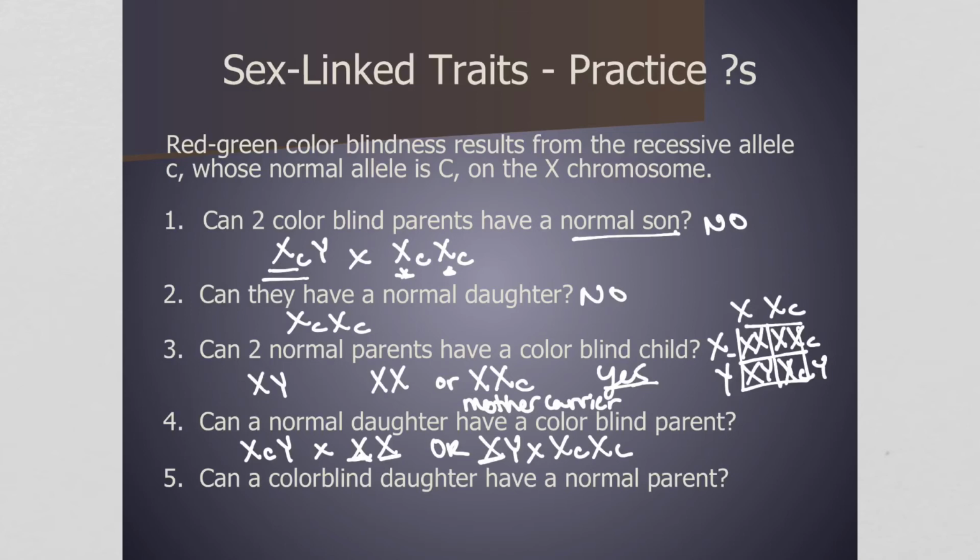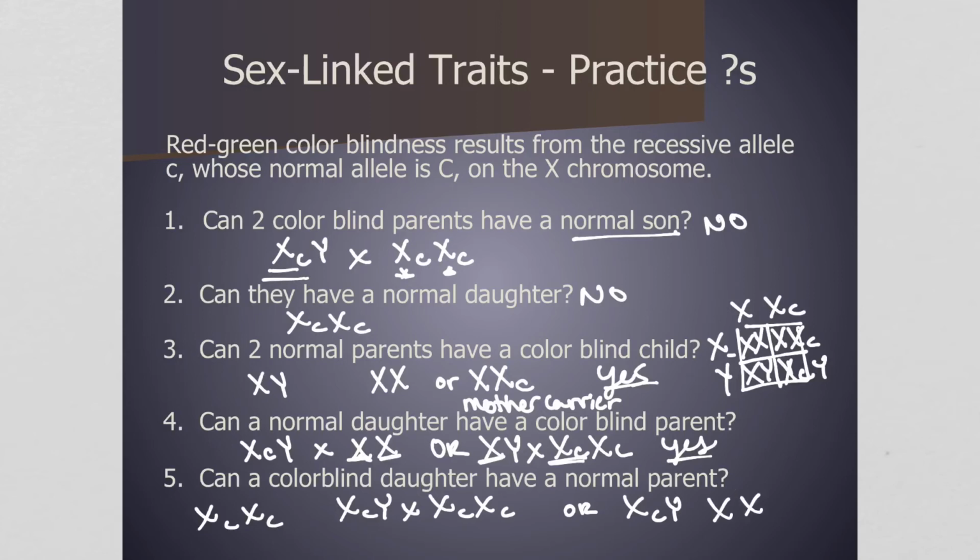The X chromosome from dad would be dominant to the X chromosome from mom. So that answer is definitely yes. Can a colorblind daughter have a normal parent? Okay, so in that case, her genotype would be this. Now, dad has to be colorblind because she didn't get a Y chromosome from him. Mom could either be colorblind or a carrier. So the answer is yes, but only in this instance, that mom is a carrier.